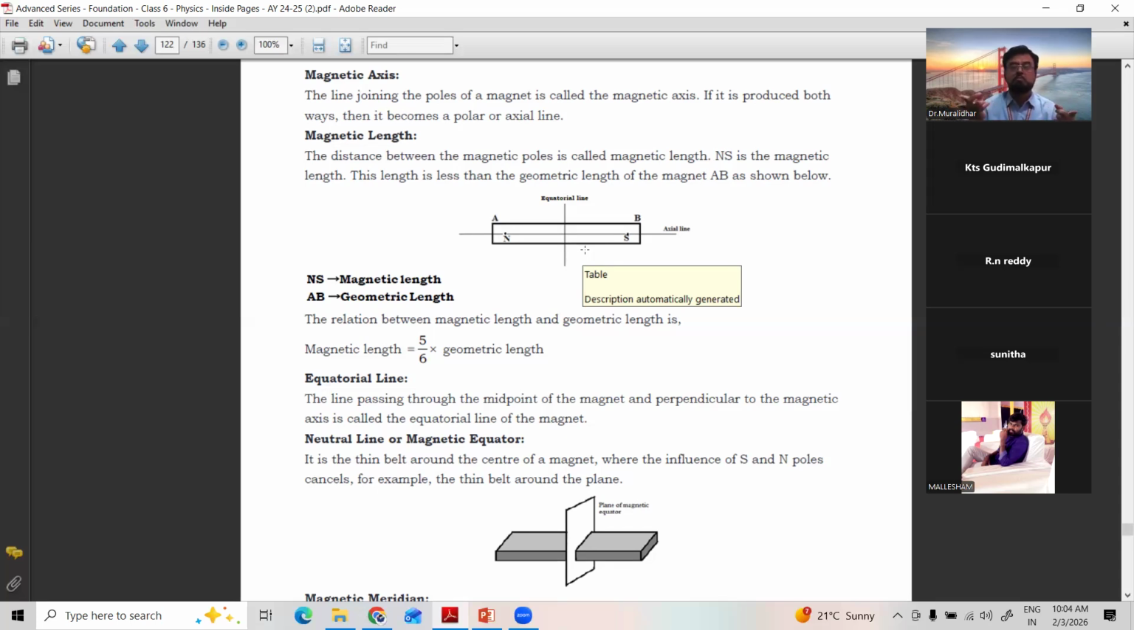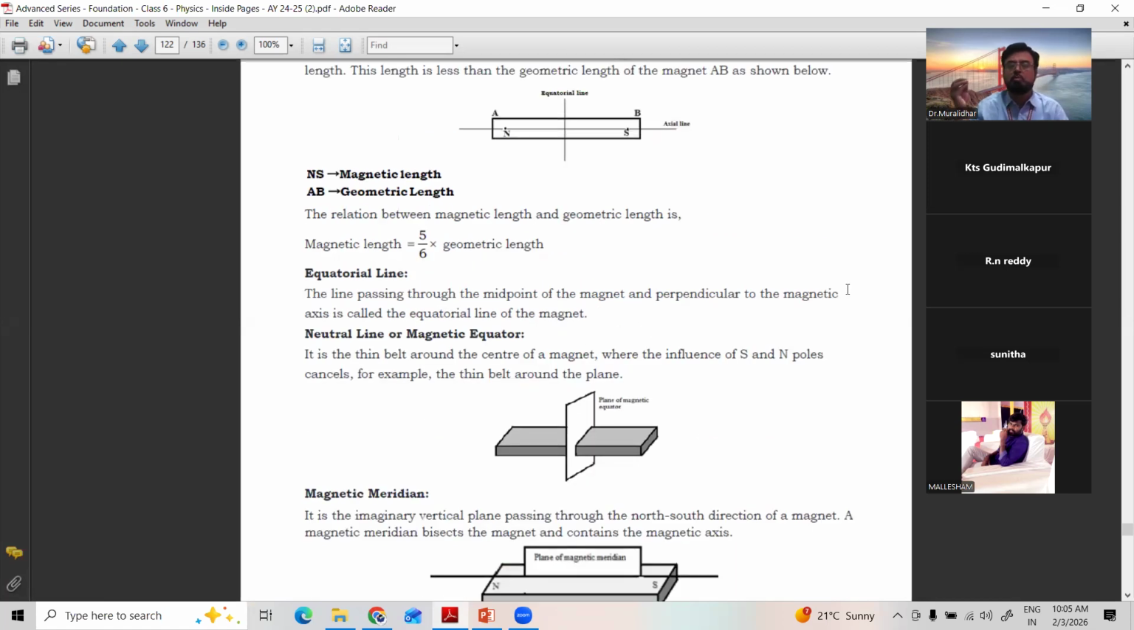But magnetic length is different, which is the distance from north pole to south pole, which is 80% of the geometrical length. Suppose geometrical length is 100 centimeters, magnetic length is 80 centimeters. The formula was given by the scientists at that time. Because we cannot exactly locate where the north pole and south pole are in the magnet, they imagined that they are at 80% of the geometrical length. Formula also given: magnetic length is equal to 5/6 of the geometrical length.